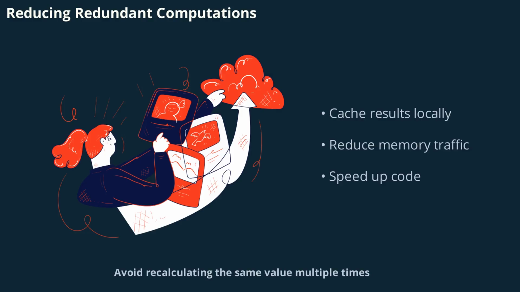Avoid recalculating the same value multiple times. Store results in local variables and reuse them as needed. This reduces memory traffic and can significantly speed up your code, especially in performance-critical sections.